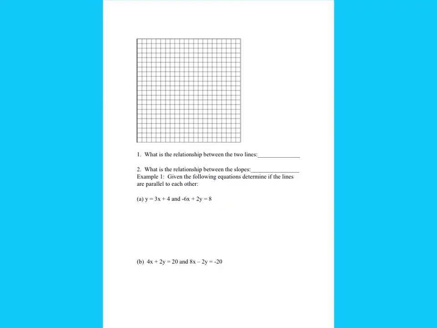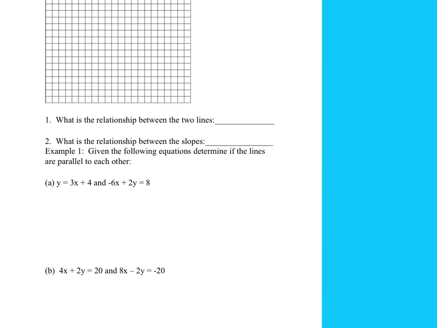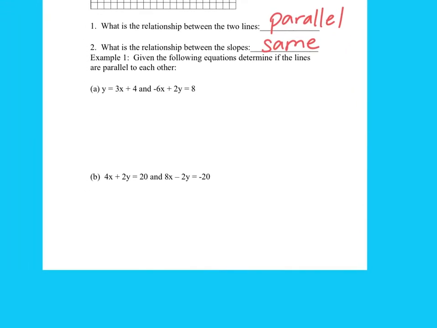Good. What is the relationship between those two lines? Their slopes are the same, okay? So the relationship is that they're parallel. The relationship between the slopes is that they're the exact same slopes. Got that? Good deal.